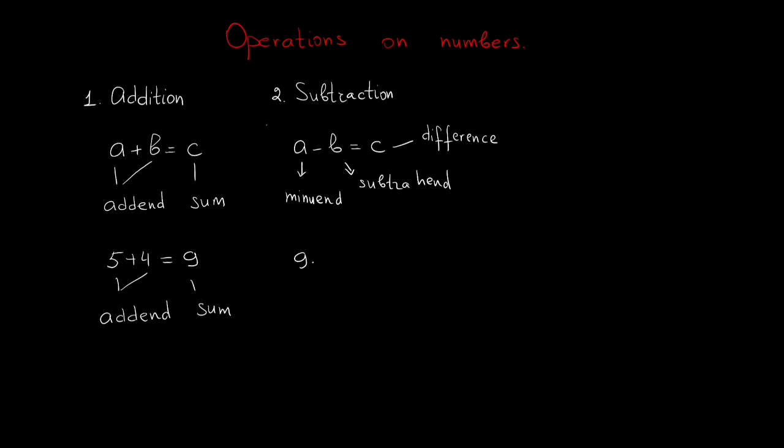For example, when we subtract 4 from 9, we get the result of 5, and here 9 is the minuend, 4 is the subtrahend, and 5 is the difference.